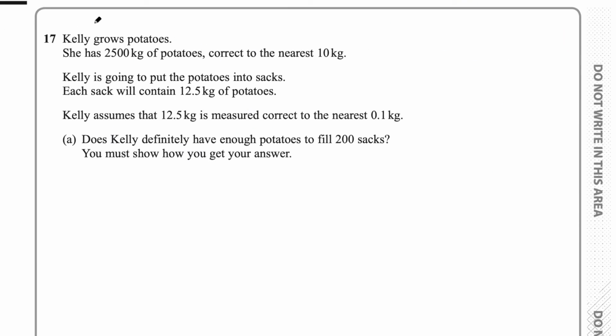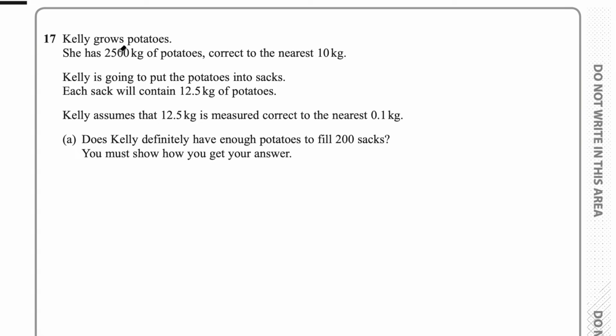Question 17 says Kelly grows potatoes. She has 2,500 kilograms of potatoes, correct to the nearest 10 kilograms. Kelly's going to put the potatoes into sacks. Each sack will contain 12.5 kilograms of potatoes. Kelly assumes that 12.5 kilograms is measured correct to the nearest 0.1 kilograms. Does Kelly definitely have enough potatoes to fill 200 sacks? You must show how you get to your answer.